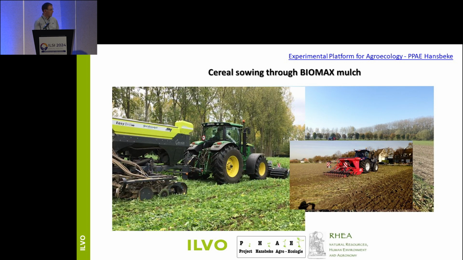When the yield of the cover crop is somewhat lower, so you cannot get a mulch layer that is sufficiently thick to compete with the weeds, then you use another sowing technique.